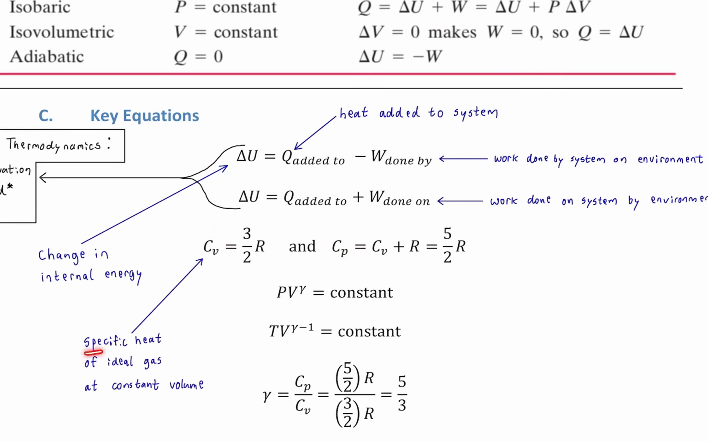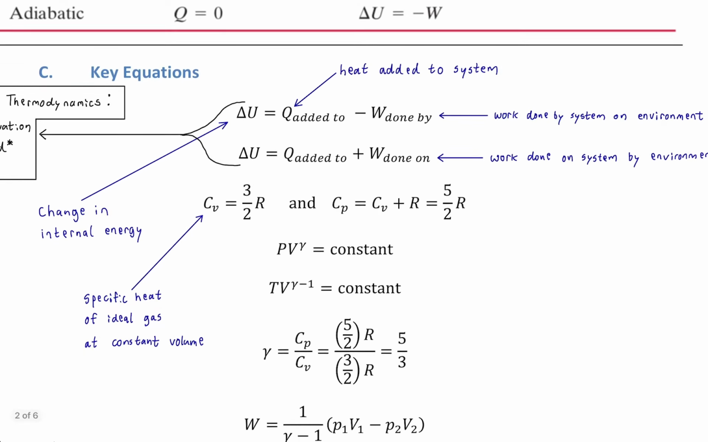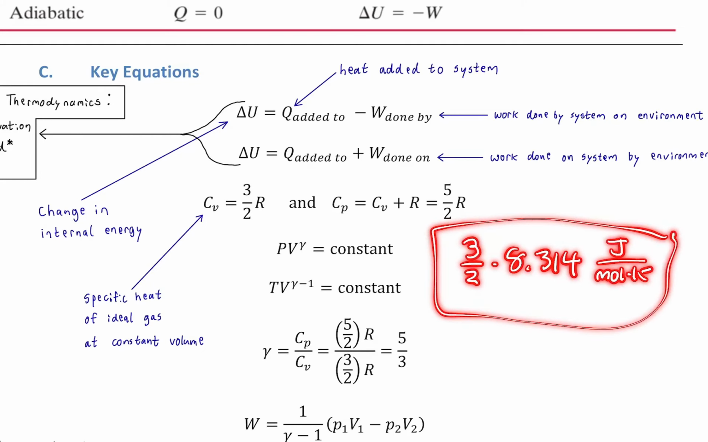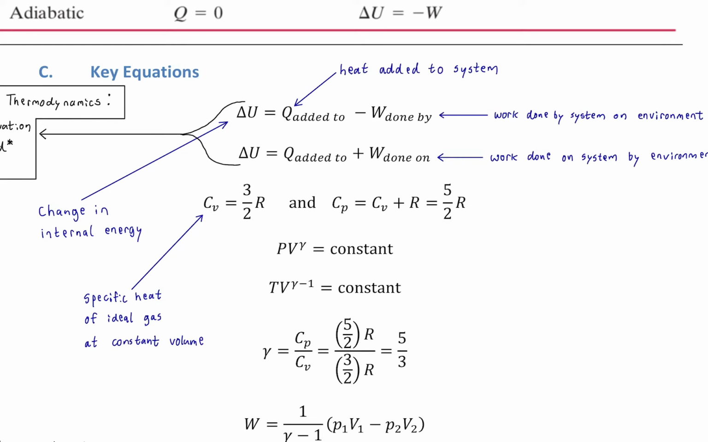But now on to what CV and CP are. CV is specific heat. Remember specific heat from when we talked about, say, calorimetry? This is specific heat for an ideal gas at constant volume. This is a constant that applies to ideal gases, and it turns out that CV for ideal gases is always 3/2 R. So it is a value that is exactly equal to 3/2 times 8.314 joules per mole Kelvin. That is the specific heat, in molar form, of an ideal gas at constant volume.